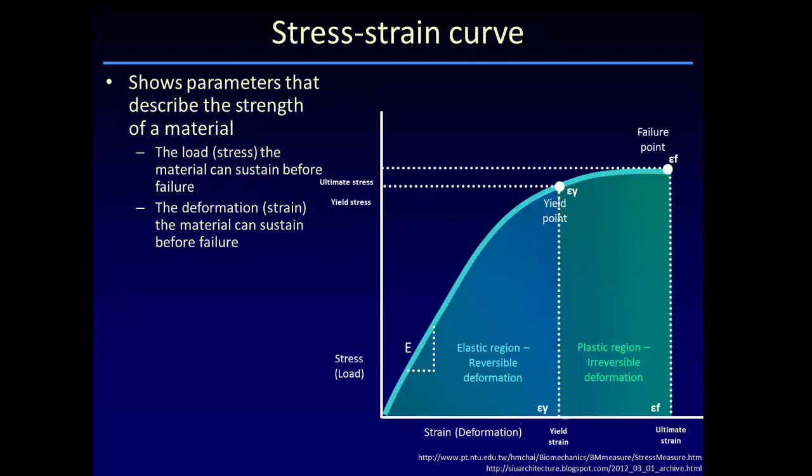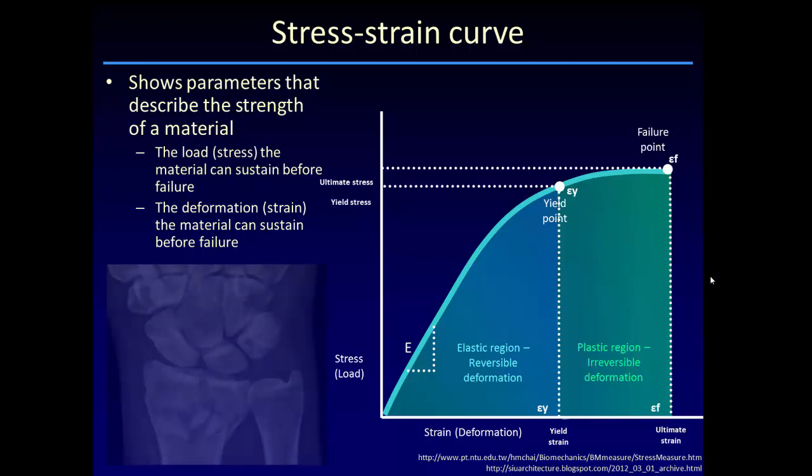Now, when we talk about biomechanics of bone, or any material for that matter, any engineer in the audience is going to be familiar with this curve. It's called a stress-strain curve, and it shows the parameters that describe the strength of any material. It shows us how much load the material can sustain before it fails, and it shows us how much deformation, also called strain, the material can sustain. So materials can fail because they are deformed or because they're loaded. And we get a curve like this that shows you the failure points of a particular material.